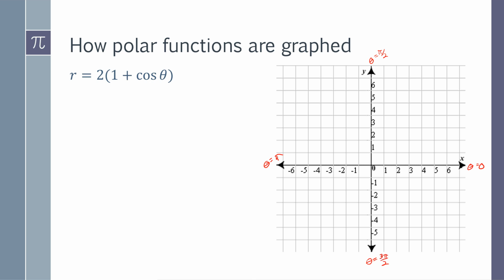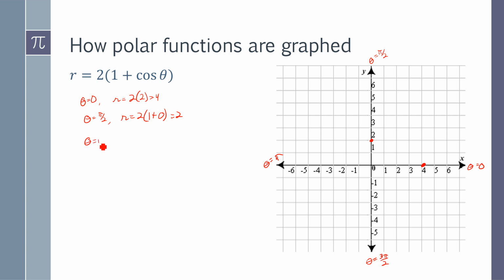So if theta is 0, the r is going to be 2 times 1 plus cosine of 0, which is 1, so 2 times 2, which is 4. So when theta is 0, I have a radius, so from the origin, I'm going 4 with a theta of 0. So this is where I'm starting. If I then say theta is pi over 2, well, the r is going to be 2 times 1 plus cosine of pi over 2, which is 0. So I get 2. So at an angle of pi over 2, the radius from the origin is 2.